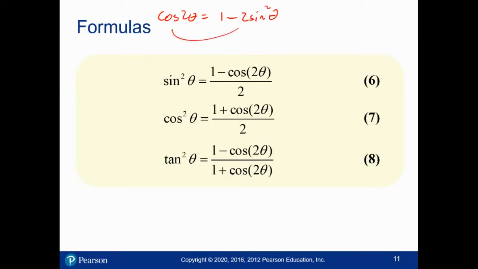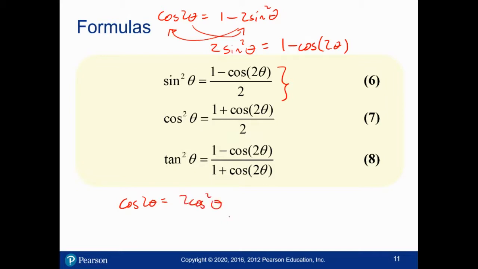Now if I add 2 sine squared theta to this side and subtract cos of 2 theta from that side, we end up with 2 sine squared theta equals 1 minus cosine of 2 theta. And if I divide by 2, we get right here. Okay? So that's all there is to that. However, we also had a double angle formula for cosine that said the cosine of 2 theta is 2 cos squared theta minus 1. Add 1 to both sides and divide by 2, and you get exactly here.